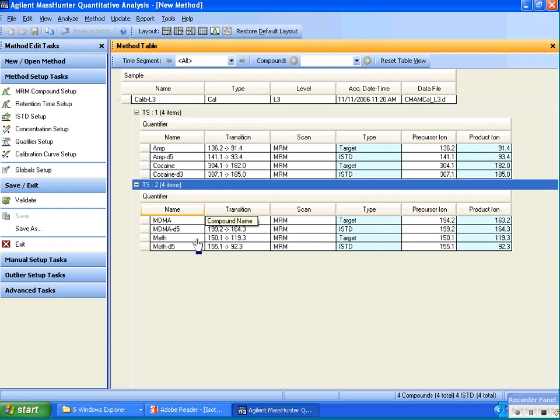Let me also mention in passing that in analysis, in batch at a glance, once I've applied this method that has multiple time segments, I can also navigate by time segment there as well.